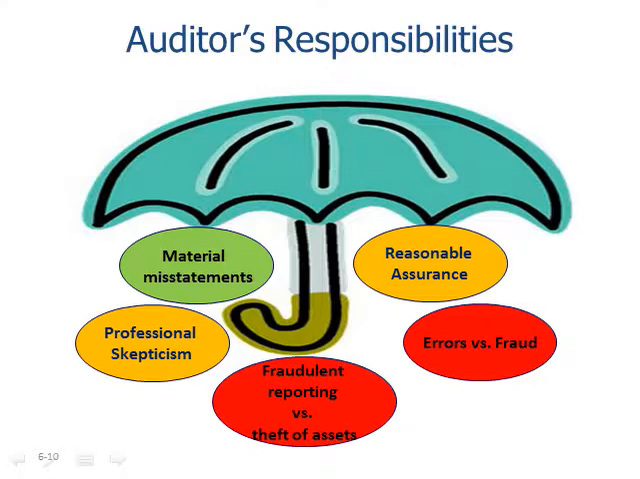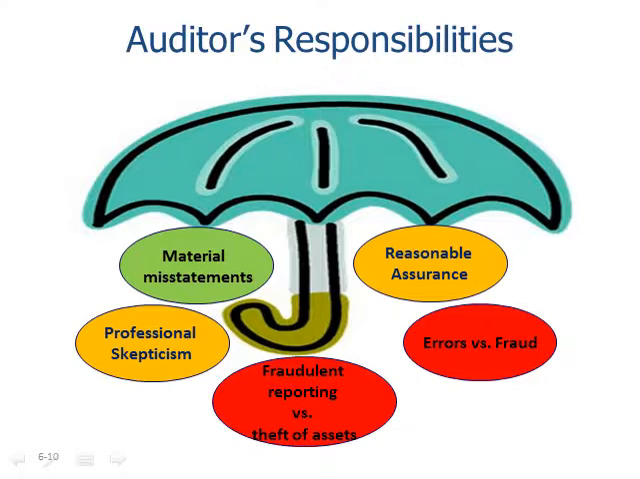So here we again see the types of considerations that fall within the umbrella of our responsibility. We're responsible to identify material misstatements, whether through error or fraud. We should conduct the audit with a sufficient level of professional skepticism. We're providing reasonable assurance, and we talked about before reasonable assurance versus absolute assurance.